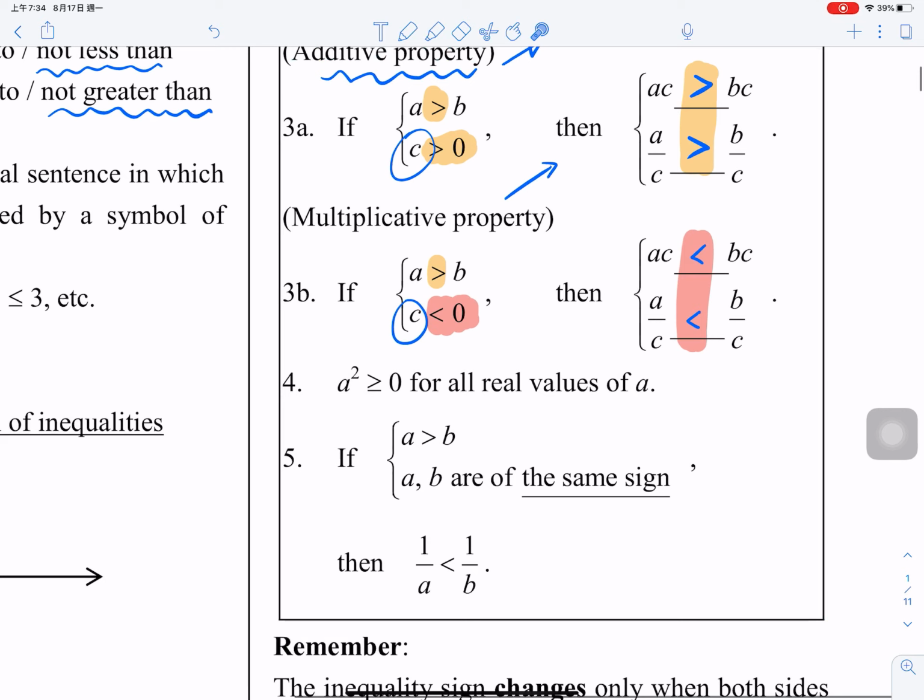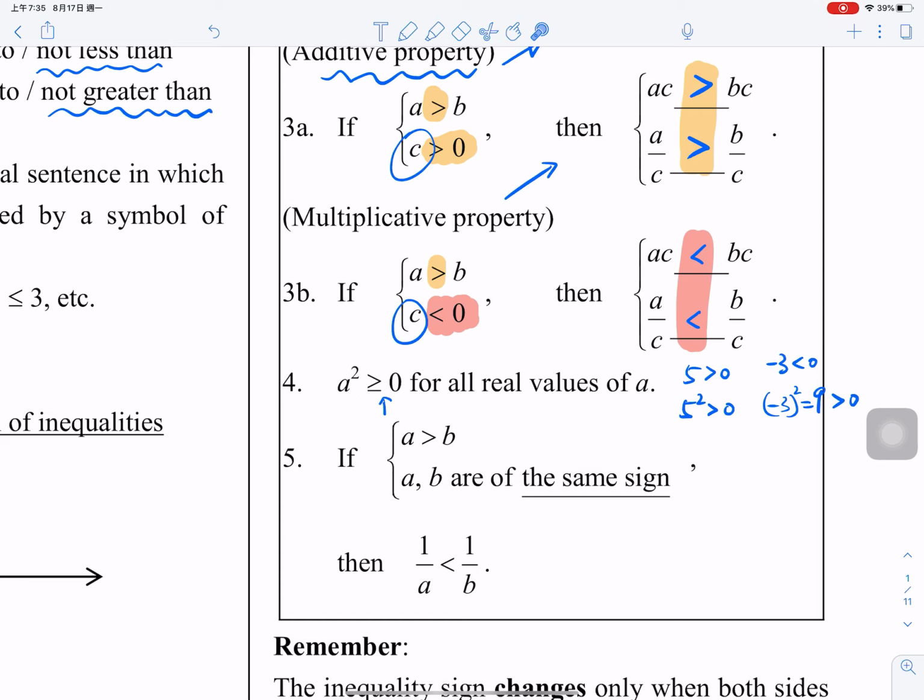Next one. We know that A squared is greater than or equal to 0 for all values of A. For example, if you have 5 greater than 0, then 5 squared is also greater than 0. If we have negative 3 smaller than 0, however, negative 3 squared is 9, which is greater than 0. Then when will it equal 0? When A equals 0, then it equals 0 after squaring. Clear? Okay, the last one, number 5.